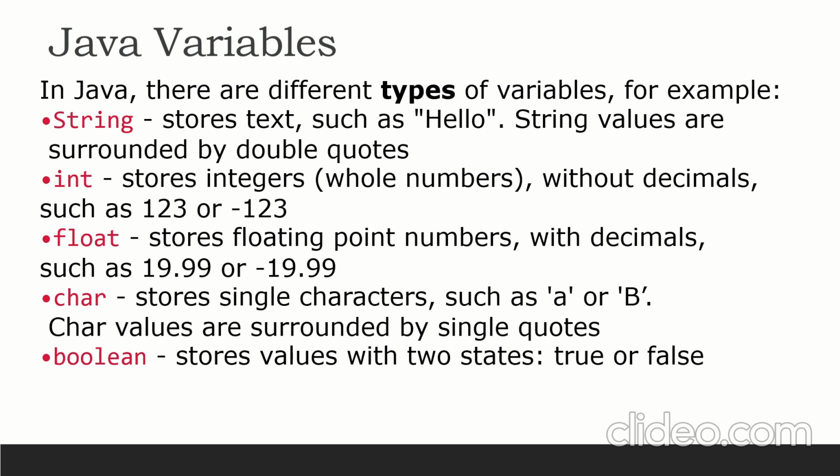String, what's a string? It stores text like hello, and it's surrounded by double quotes. Int means integer. Integer stores numbers without decimal values. Float means floating point numbers, that's with decimals. Char means it stores single characters such as A or B, just like alphabets. Boolean has just two states, one is true and the other one is false. Now I'll show you sample programs of how you can create variables using these data types.